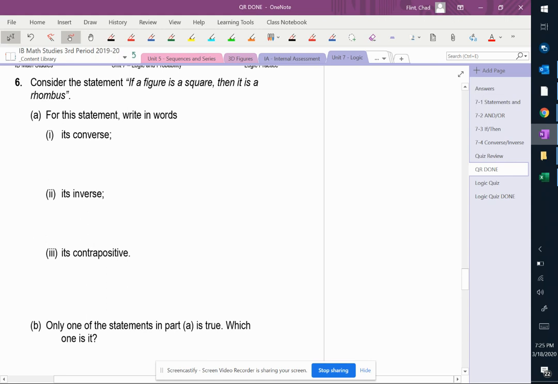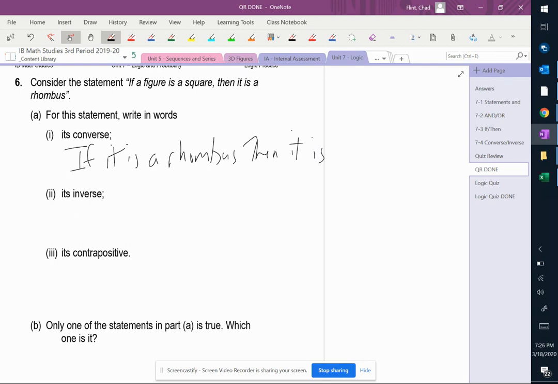Okay, converse, inverse, contrapositive. Converse is switch, inverse is negate, contrapositive is switch and negate. So let's write these down here. So if it is a rhombus, then it is a square.